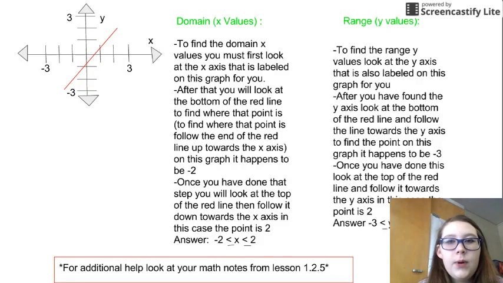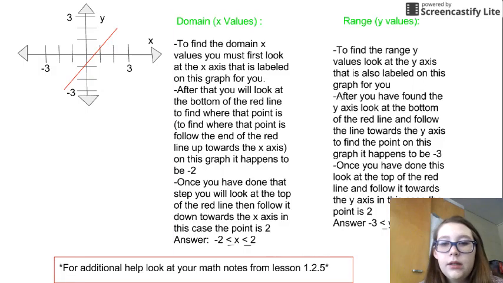To find the y values of this line, you must look at the y-axis that is labeled on this graph for you as well. After you have found the y-axis, look at the bottom of the red line and follow the line towards the y-axis to find the point on this graph. It happens to be -3.